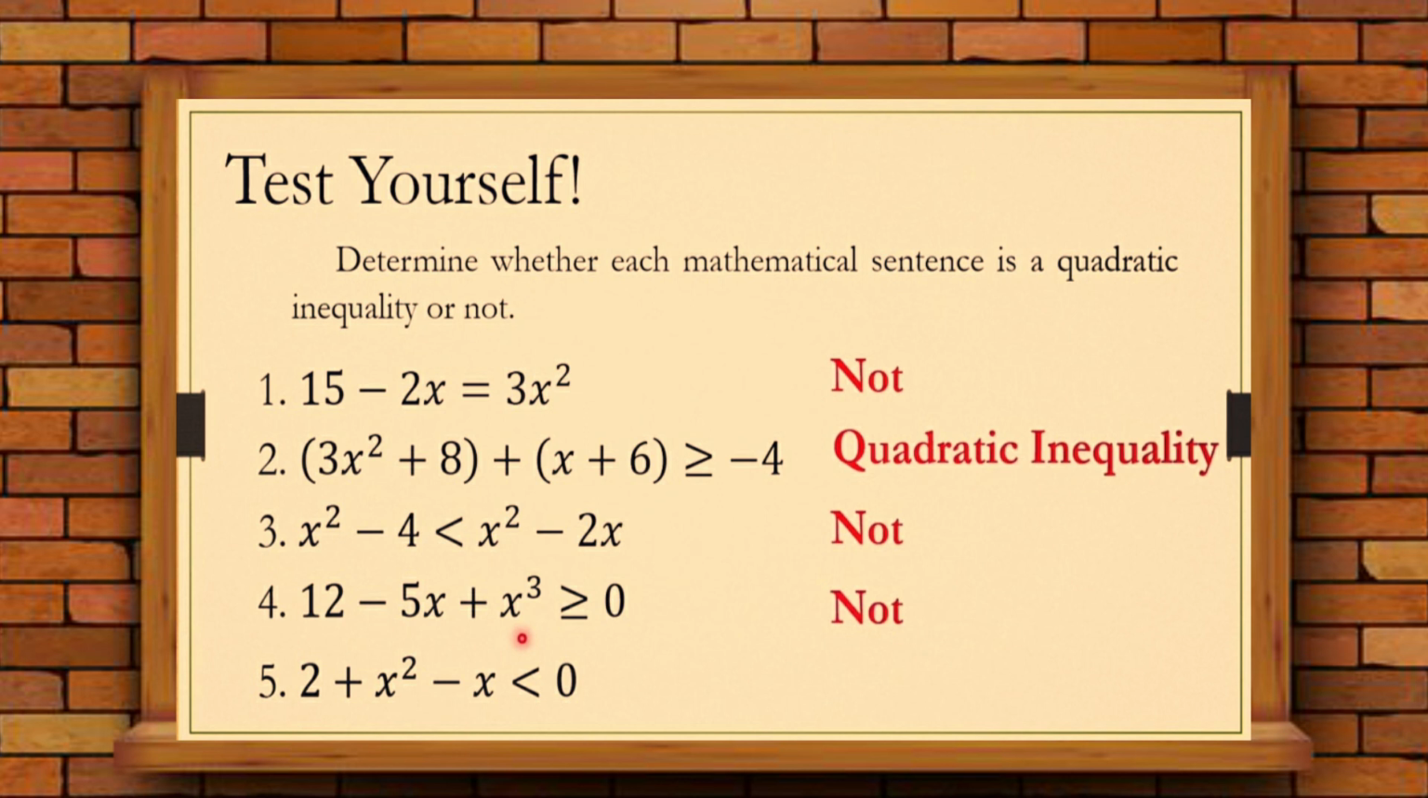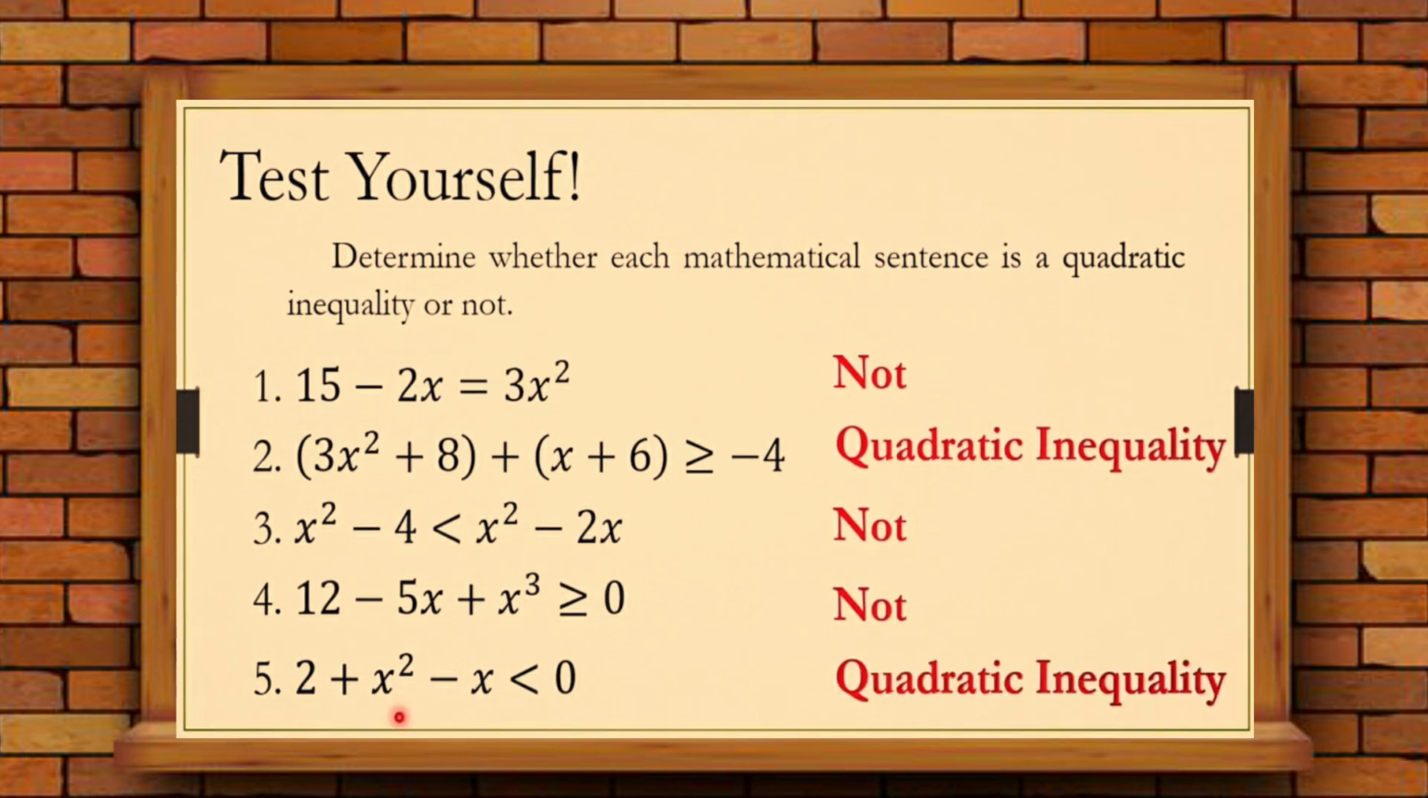And the last one. So, this is a quadratic inequality because we are on a degree 2 and our symbol is less than.